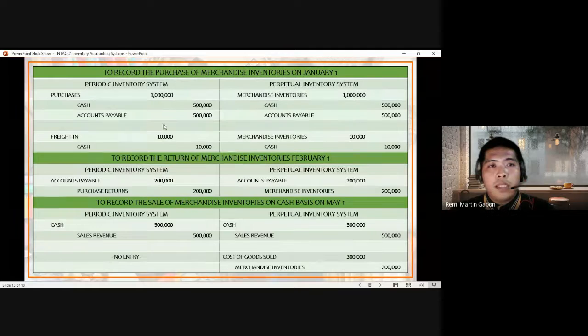Okay, the same credits. For the freight in of 10,000, periodic inventory system debit freight in for the 10,000, but perpetual inventory system debit merchandise inventories. Again, the reason is this freight in will later on become part of the inventory account. Okay?